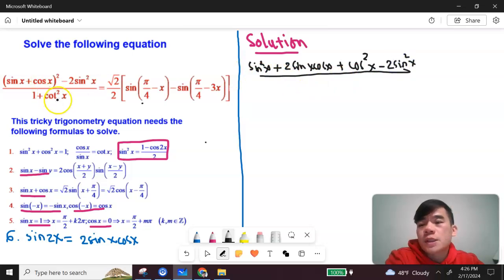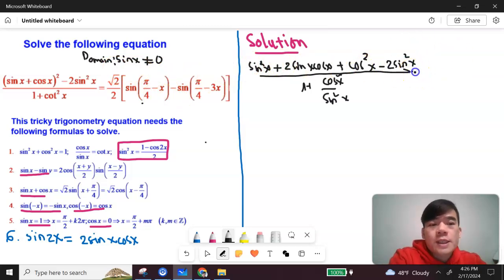Now we see that there is a cotangent right here, so we need to convert this to sine and cosine, so it could be cosine s square divided by sine square. Now sine s must be different from 0, because if it equals 0, the cotangent is undefined. So this is the domain: sine s must be different from 0.